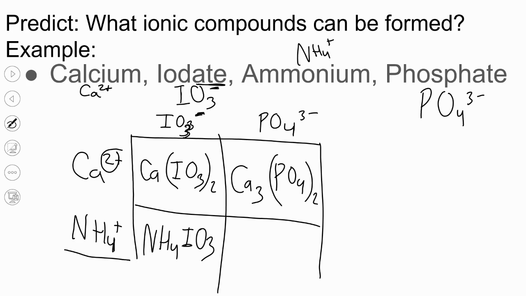So how come the top one you have to have parentheses? Remember? Because I have 2 of this group. This is telling me I have 2 iodates. This is telling me I need 1 ammonium and 1 iodate. Okay.